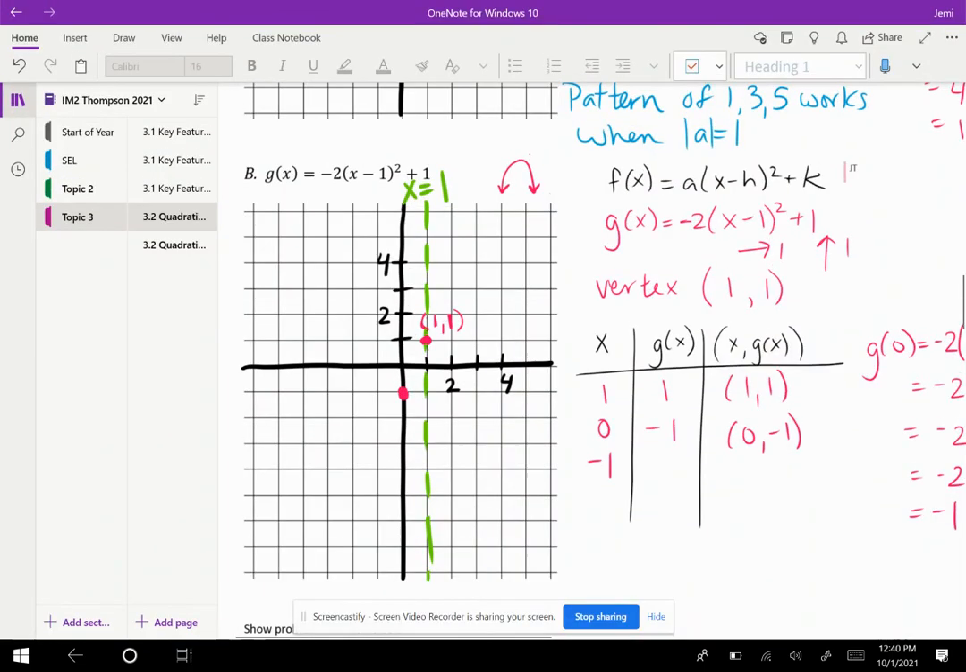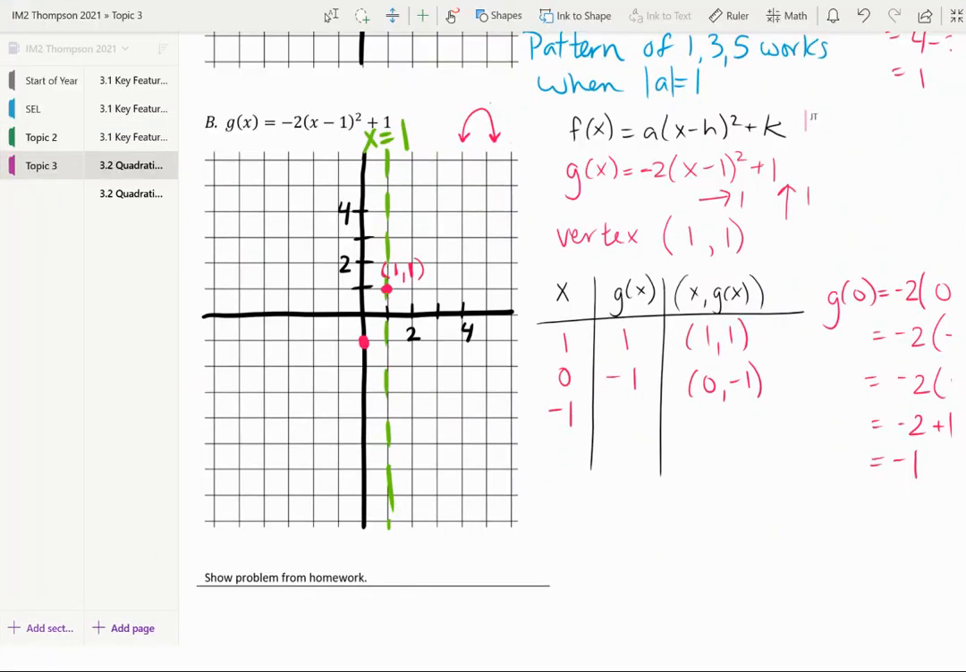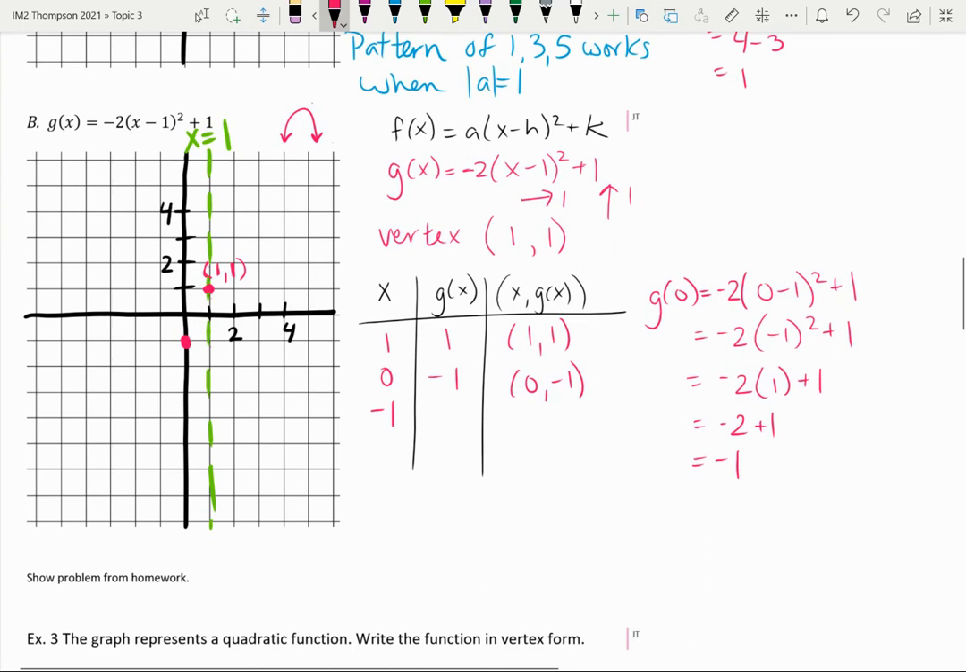So the point, when I plug in negative 1 into my function, I'm going to get out negative 7. So negative 1, down 7. 1, 2, 3, 4, 5, 6, 7. Luckily, it's going to fit on my graph.